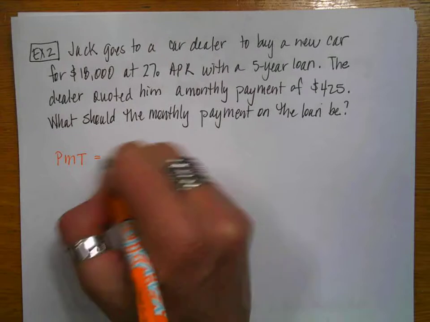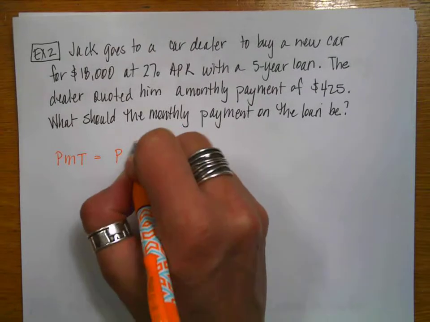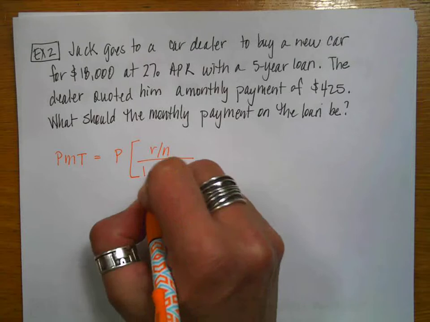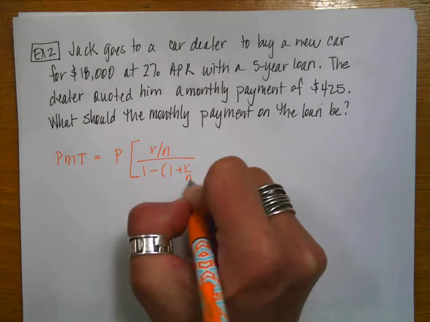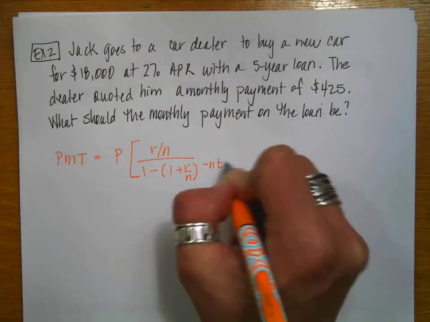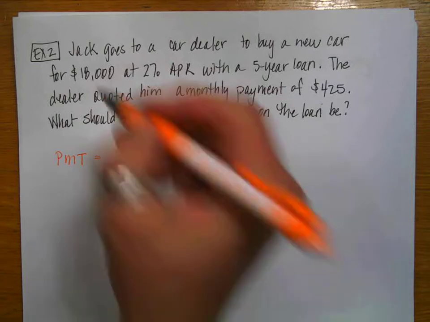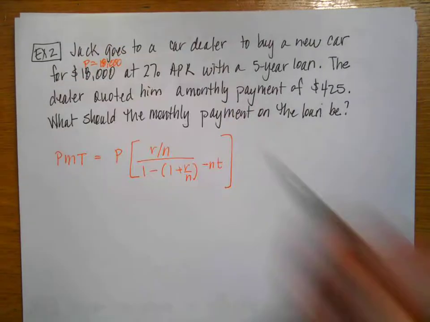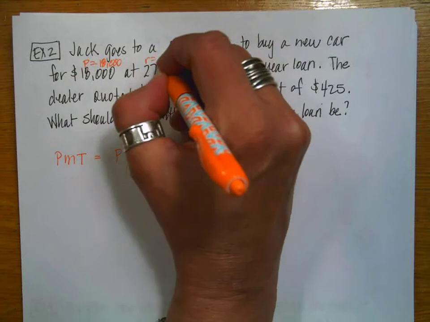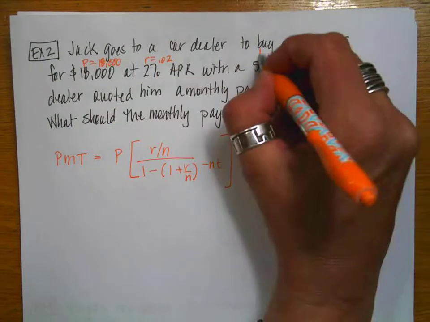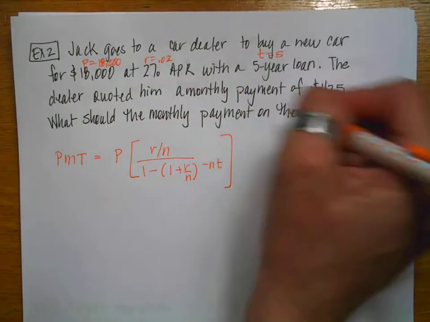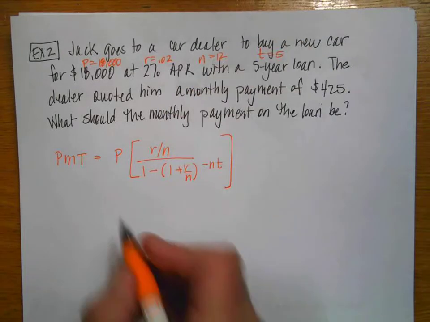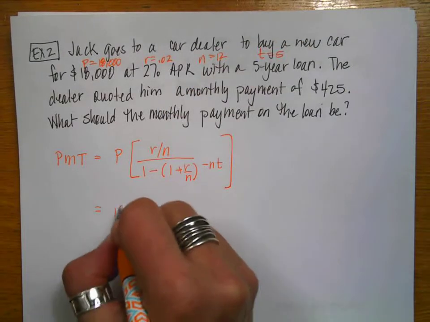So we're going to use that second formula where the payment is equal to the principal times R divided by N over 1 minus the quantity 1 plus R over N raised to the negative NT. Okay, so the principal is going to be the $18,000. Okay, our 2%, so R is going to be 0.02. Our time is 5, and we make monthly payments, right? So our N is equal to 12.